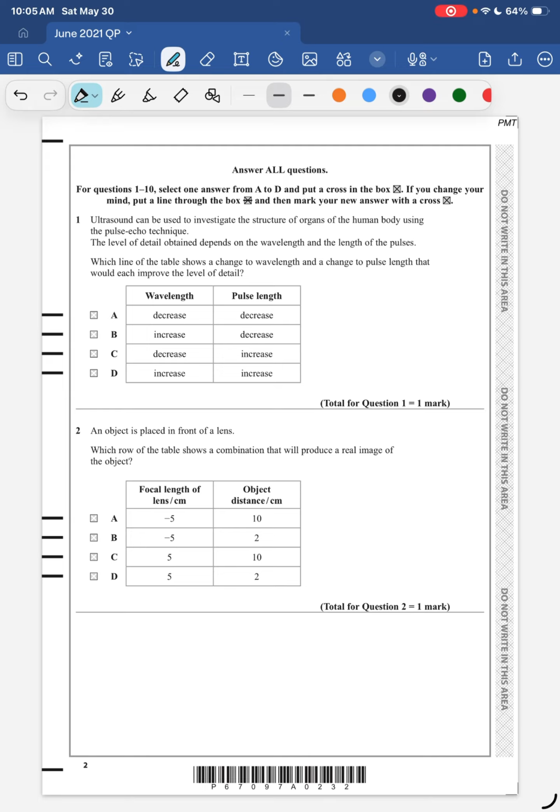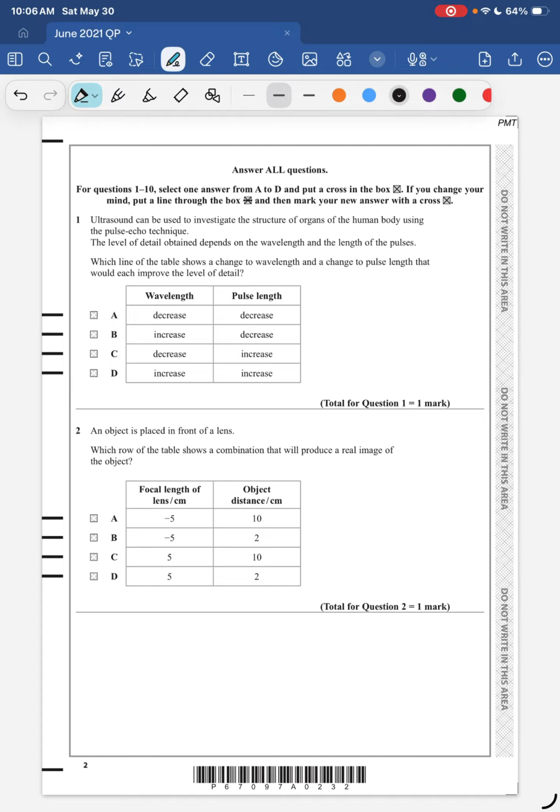Ultrasound can be used to investigate the structure of organs of the human body using the pulse echo technique. The level of detail obtained depends on the wavelength and the length of the pulses. Which line of the table shows a change to wavelength and a change to pulse length that would each improve the level of detail?